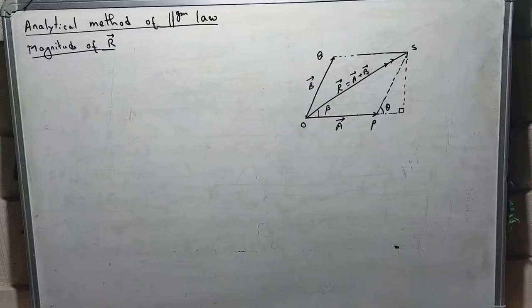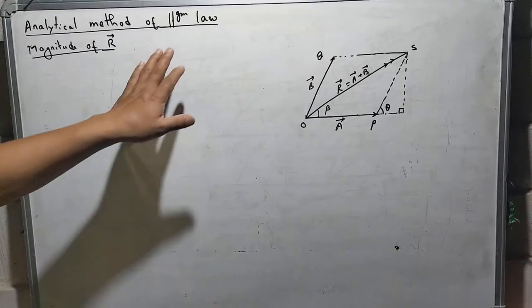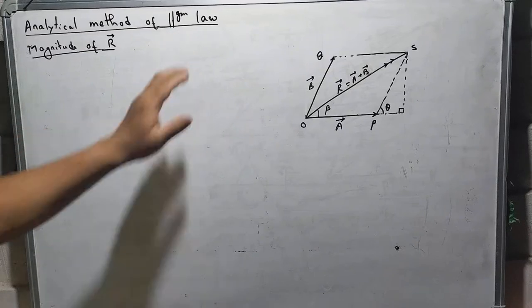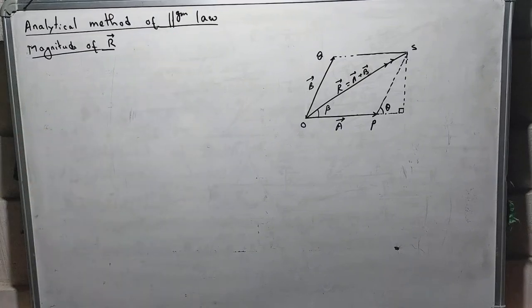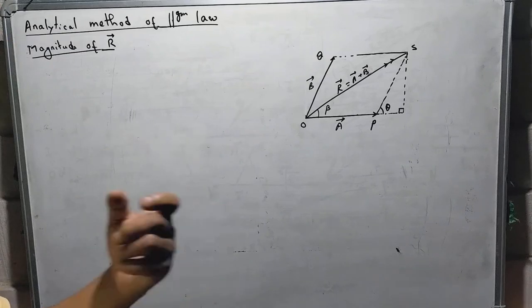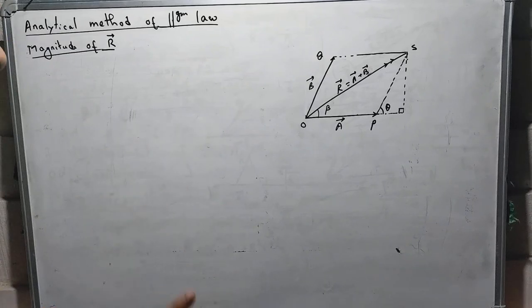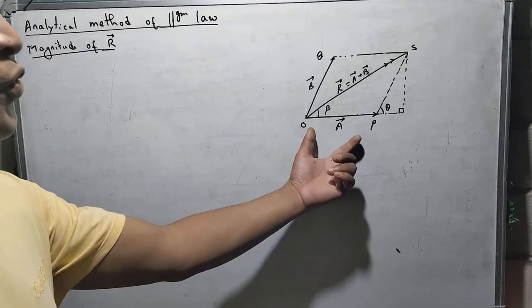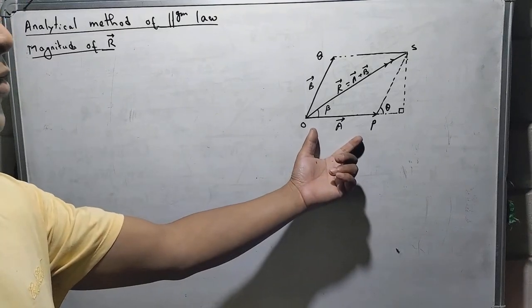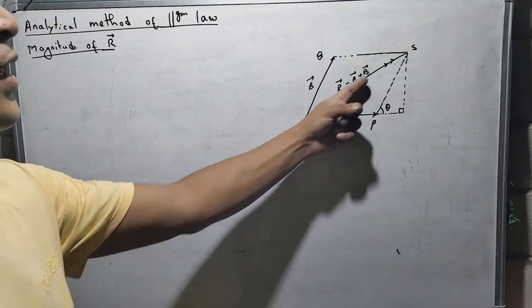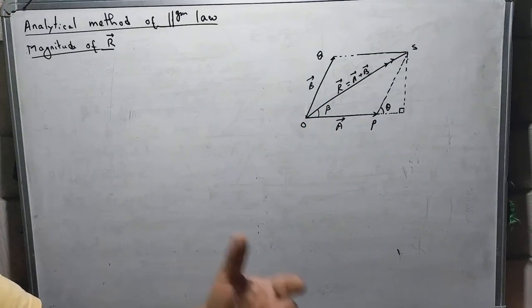Here we will talk about the analytical method of the parallelogram law of vector addition. When two vectors A and B are represented both in magnitude and direction by the two adjacent sides of a parallelogram, then the diagonal of the parallelogram will represent in magnitude and direction the resultant vector.